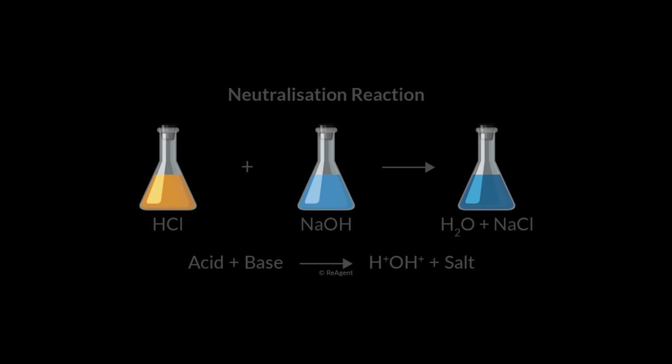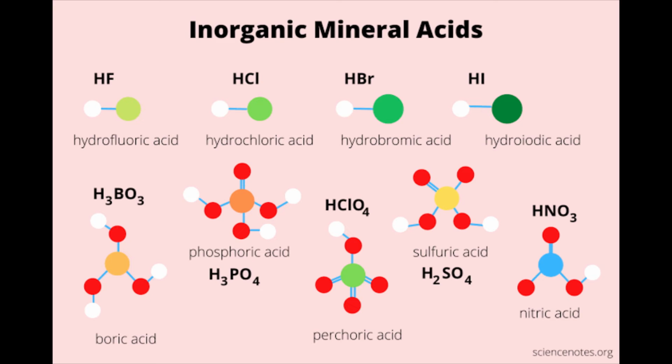Now acids are divided into two types based on their occurrence. One is natural, or you can call them organic acids. They are obtained from organic materials such as plants and animal products. For example, we have citric acid, which is obtained from citrus fruits like oranges, oleic acid obtained from olive oil, acetic acid which is obtained from vinegar.